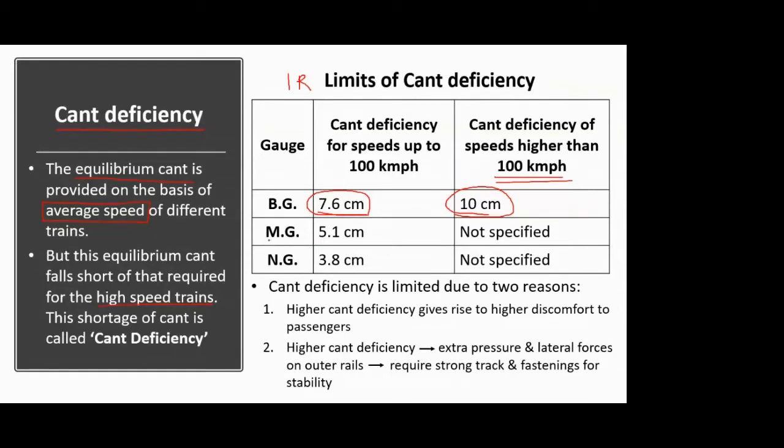That goes for the meter gauge and narrow gauge as well. For meter gauge and narrow gauge, you can see they have not specified values for trains greater than 100 kmph, because generally trains above 100 kmph, the high speed trains, traverse only on broad gauges. Very rarely, or not at all, do they travel on meter gauge and narrow gauge.